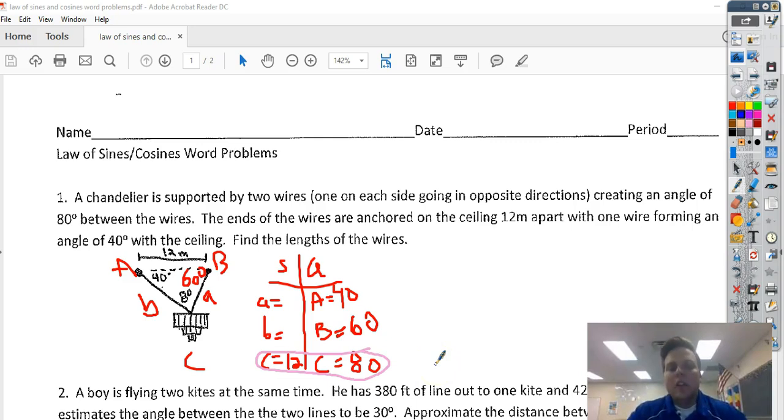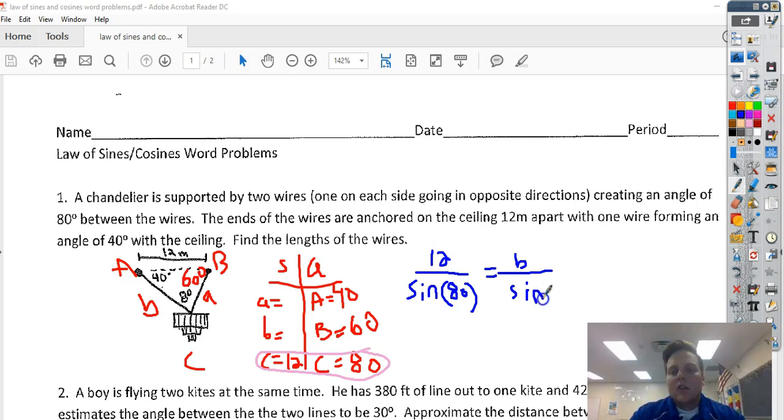Okay? So what I can do is I can say side 12, so side C, over sine of 80, is equal to, alright, now I pick another side. Which side do you want to solve for first, A or B? B? Okay. B over sine of the angle opposite that, so that would be 60 degrees. So sine of 60. Alright, so now that we got this set up, we know it's a simple cross-multiply situation.